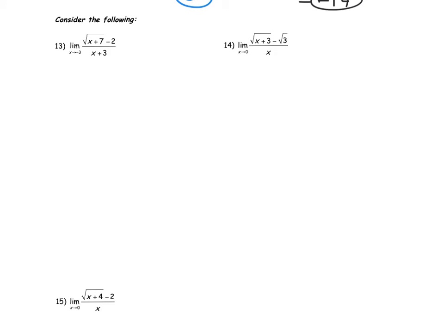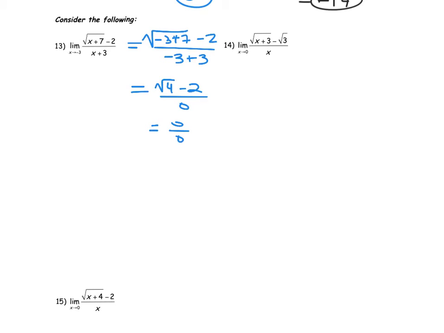Now, here, again, we're going to plug in for our x values right away, see if it works out. So I'll have the square root of -3 plus 7 minus 2 all over -3 plus 3. I'll end up getting the square root of 4 minus 2 all over 0, and I get 0 over 0, which is an indeterminate form. But now, well, before you told me that we could factor if this happens. I don't know how to factor this. So what we're actually going to do is multiply by the conjugate.